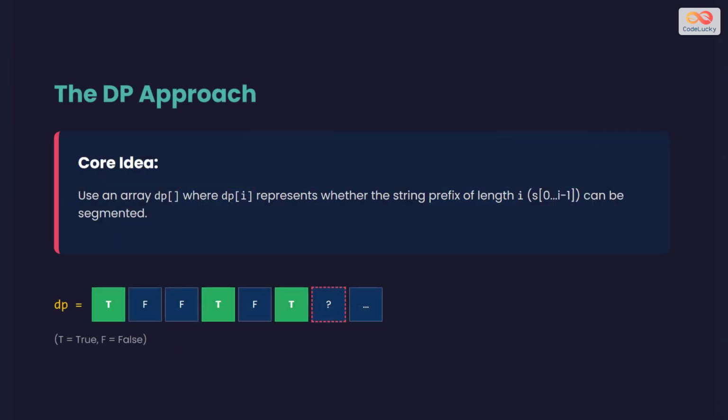This is where dynamic programming saves the day. Instead of recalculating, we remember. We create a Boolean array called dp. Each index, i, in this array will tell us if the string prefix ending at length i can be successfully segmented. If index 5 is true, it means the first 5 characters form valid words.